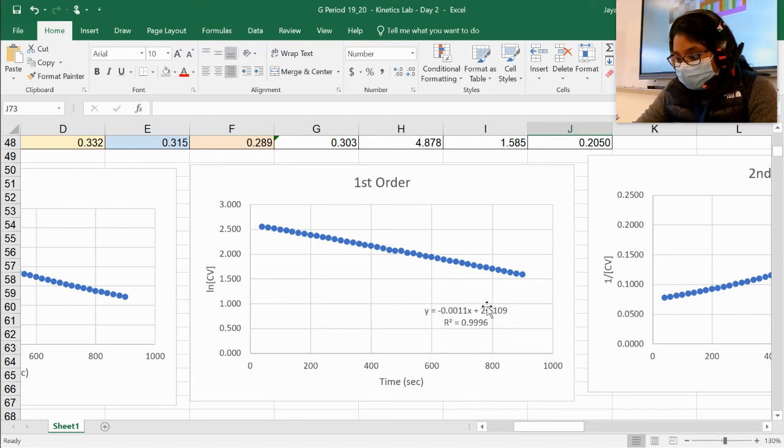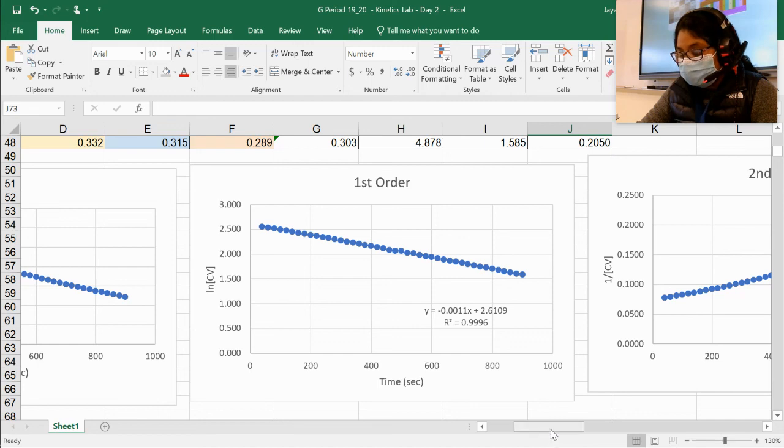And that is where your y-intercept would be, 2.6109. That is the natural log of the initial concentration of CV that you started with. If you wanted to just find the concentration of CV from the natural log, you can do that too, okay? Using log rules in the e term.